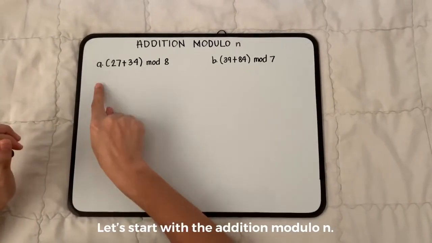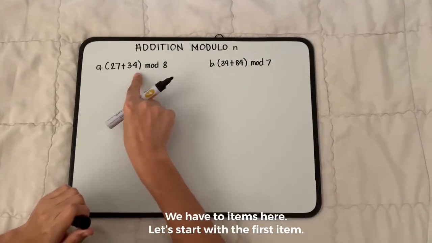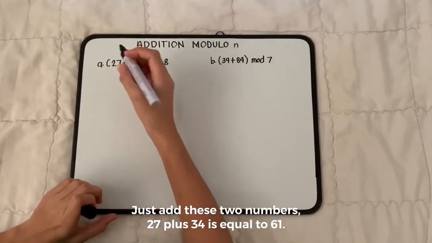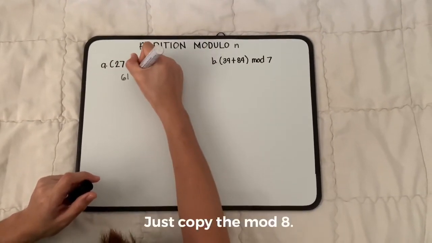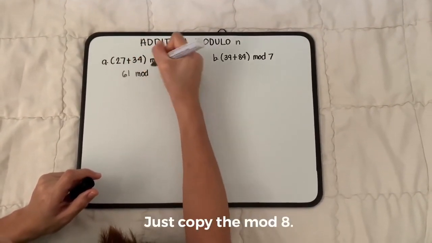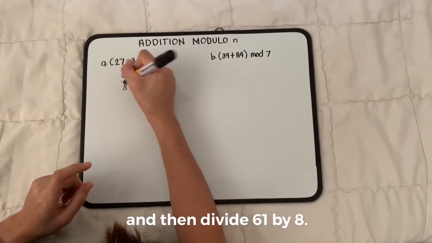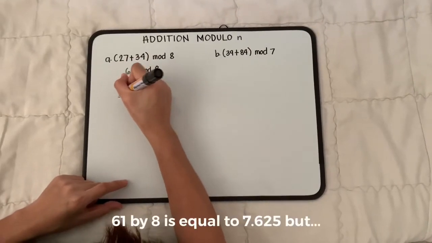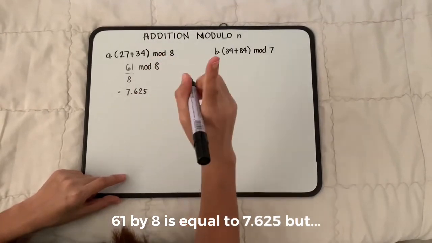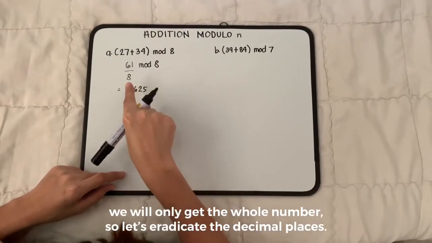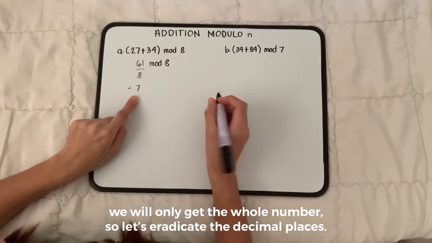Let's start with the addition modulo n. We have two items here. Let's start with the first item. Just add these two numbers. 27 plus 34 is equal to 61. Just copy the mod 8 and then divide the 61 by 8. 61 by 8 is equal to 7.625, but we will only get the whole number, so let's eradicate the decimal numbers.